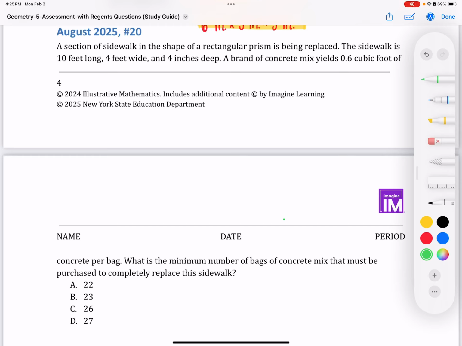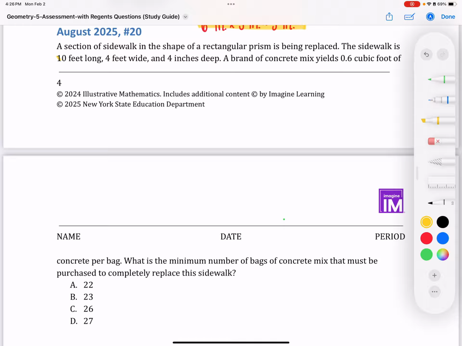This is the next question in Unit 5, Assessment on our study guide. So this is from August 2025, Regents, and this is question number 20 on that Regents. It says, a section of sidewalk in the shape of a rectangular prism is being replaced. The sidewalk is 10 feet long, 4 feet wide, and 4 inches deep. A brand of concrete mix yields 0.6 cubic foot of concrete per bag. What is the minimum number of bags of concrete mix that must be purchased to completely replace the sidewalk?